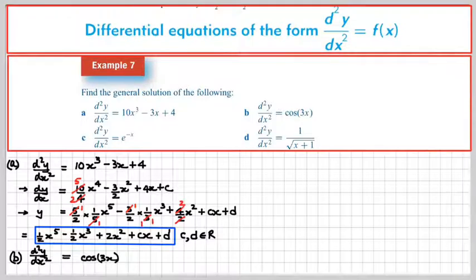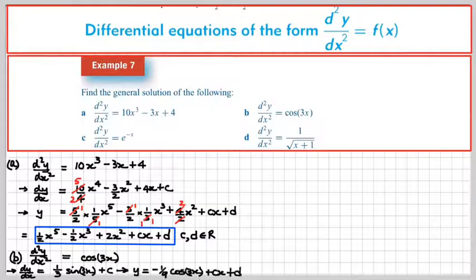d2y dx squared is cos of 3x. Well, that's easy. Therefore dy dx would be 1/3 of sine 3x plus c, and y would be minus 1/9 cos of 3x plus cx plus d. You have to put the minus because cos gives minus sine as a derivative, therefore minus cos gives plus sine. Where c and d could be any real numbers. Put a box around that, and Bob's your uncle.